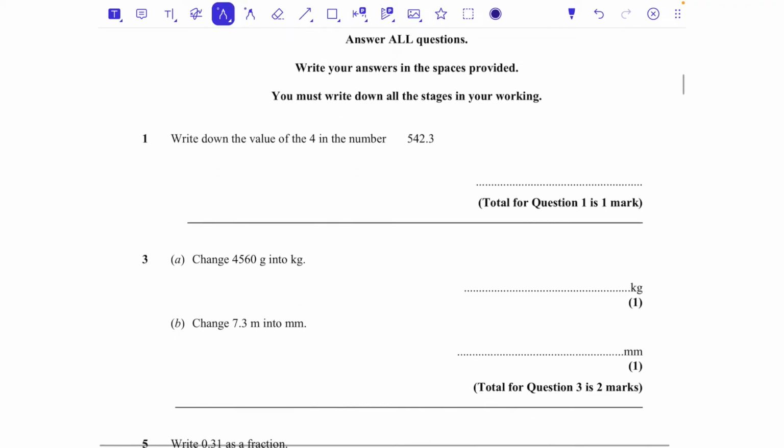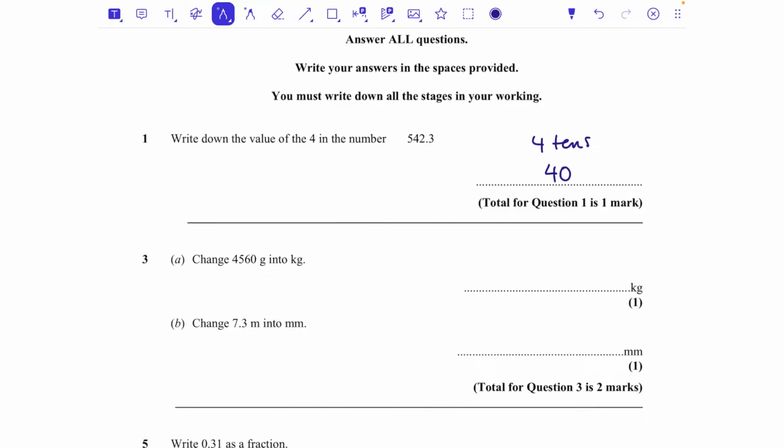So question number 1, write down the value of the 4 in the number 542.3. Now that 4 is worth 40. So 40 here would get you the mark, or you can say 4 tens. A lot of students just write tens because it is the tens column, but they want to know what is that 4 worth. So 4 tens or 40 is your answer there.